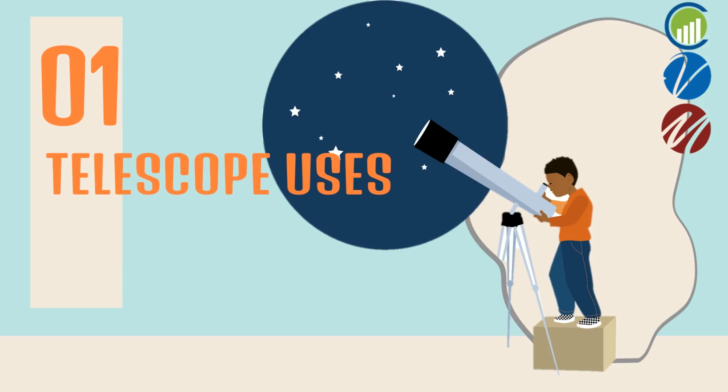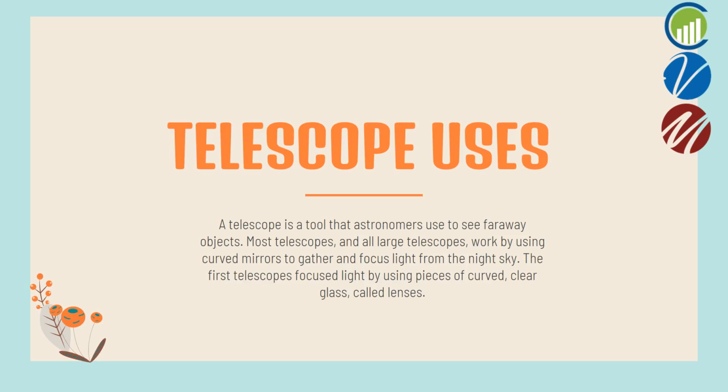Number 1, and first, we have the telescope uses. What do we use telescopes for? Well, a telescope is a tool that astronomers use to see far away objects. Most telescopes and all large telescopes work by using curved mirrors to gather and focus light from the night sky. The first telescopes focus light by using pieces of curved clear glass called lenses.